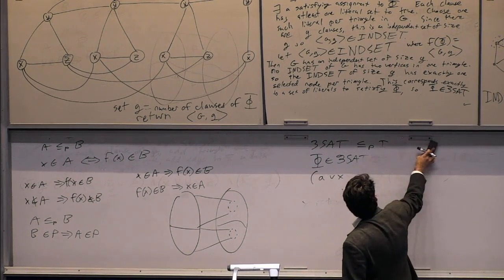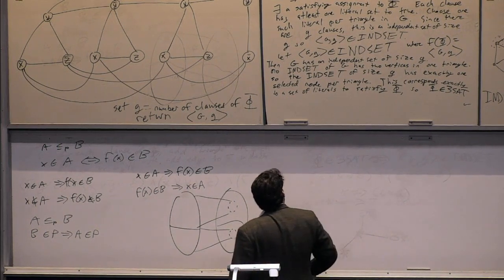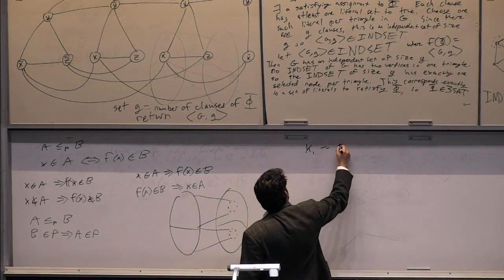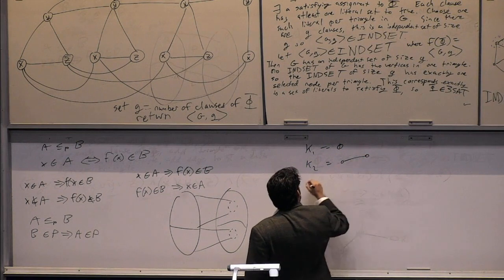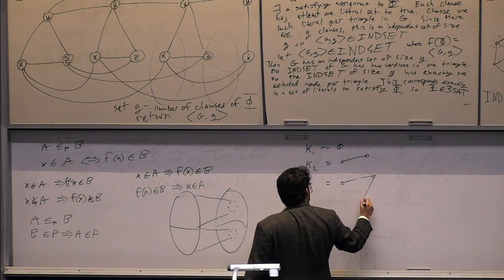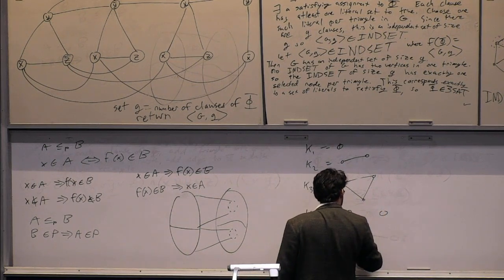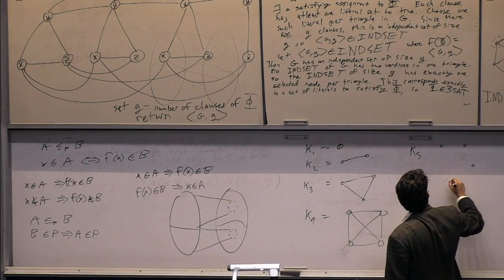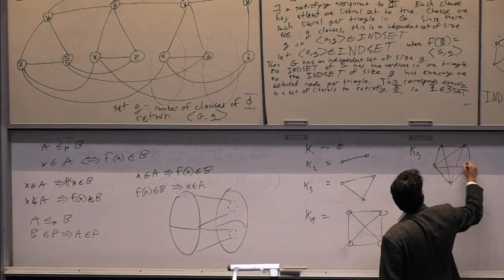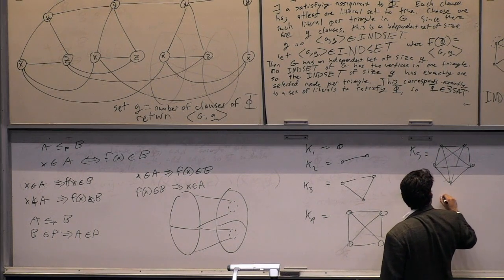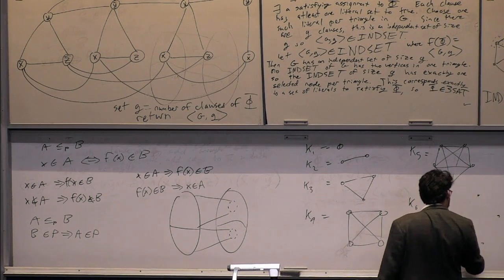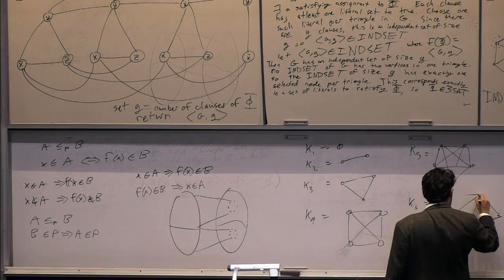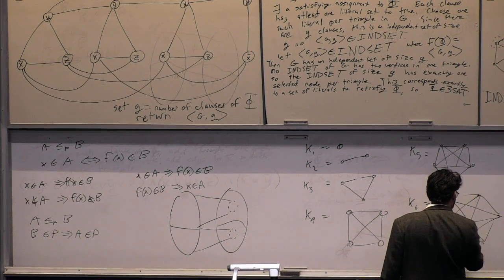So what is a clique in a graph? You may know. A clique is something that looks like this. K1 is a single node. Well, something like that. K2 is an edge. K3 is a triangle. K4 is this thing. K5. K6. Okay. Something like this, right?